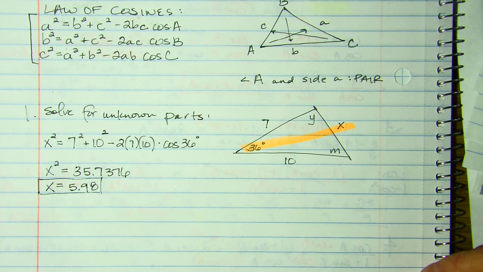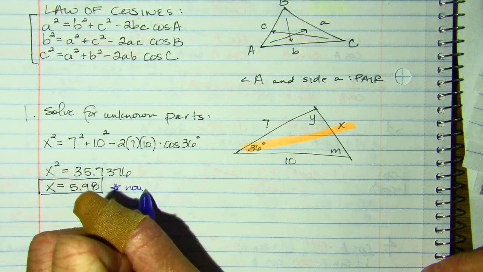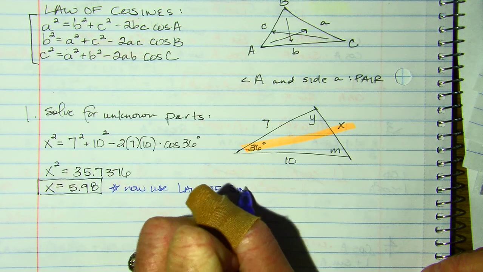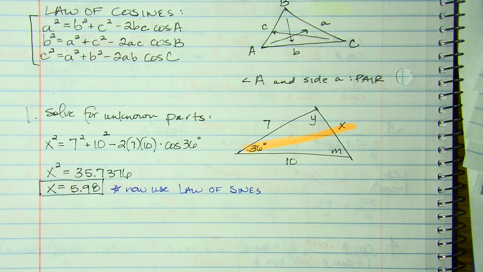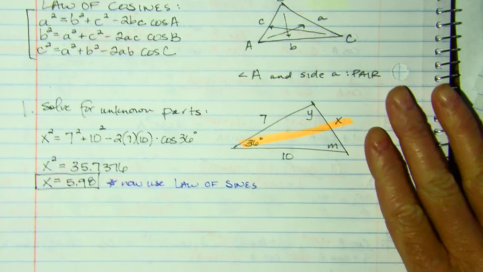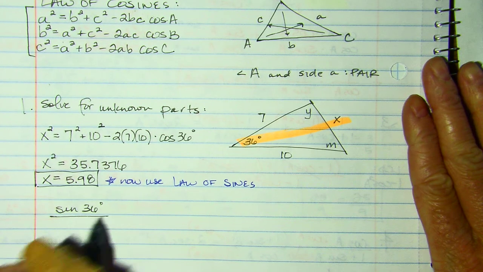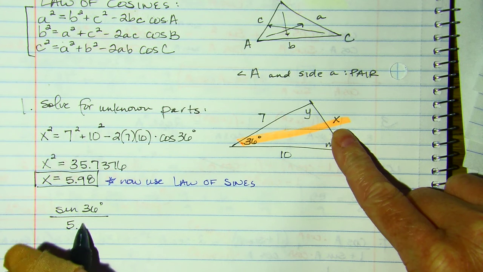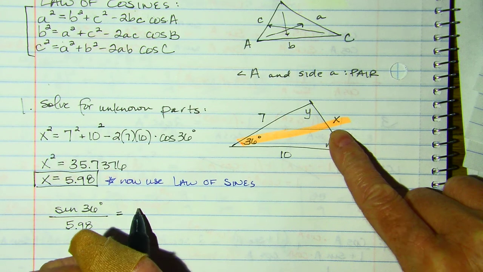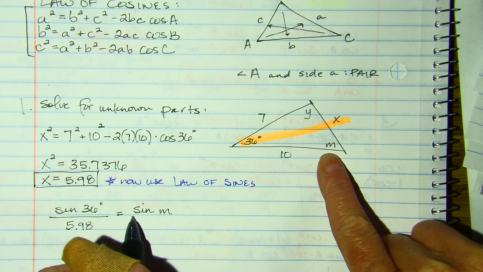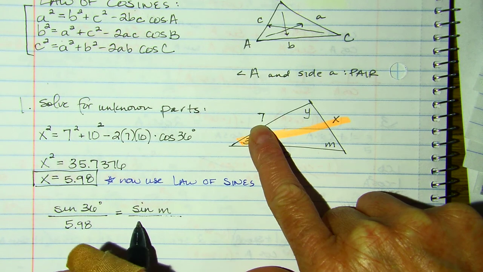Now I can use law of sines, because I have a known pair. You could keep using cosine, but I don't think it's going to help because it's the angles that are unknown. So I'm going to use the law of sines. So the sine of 36 degrees over its pair, which we just found is 5.98, equals the sine of, let's say we look for m next, the sine of m over 7.